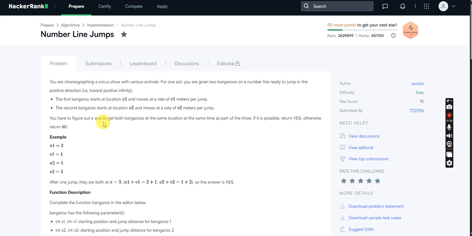So you have to figure out a way to get both kangaroos at the same location at the same time as part of the show. If it's possible, return yes, otherwise return no.